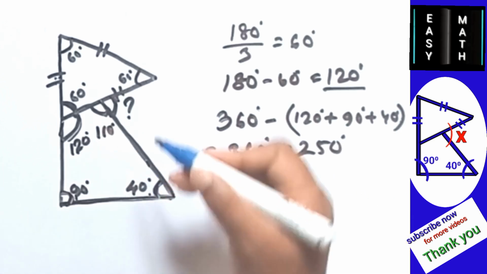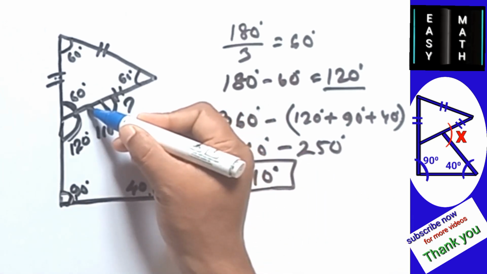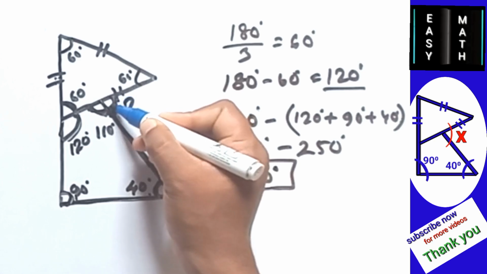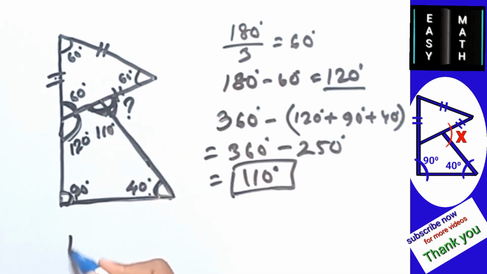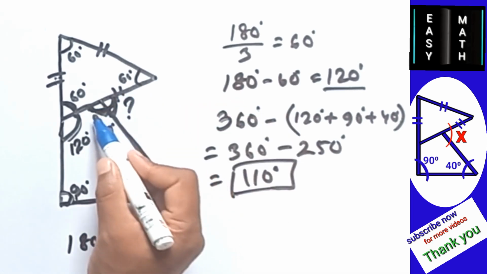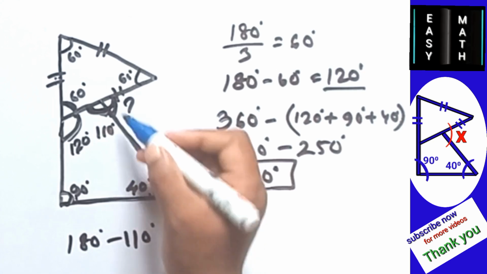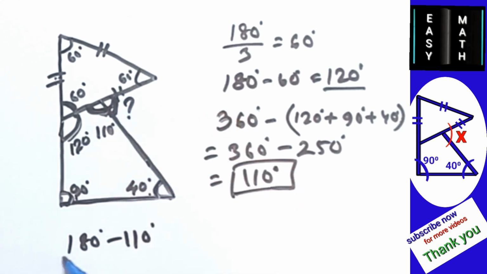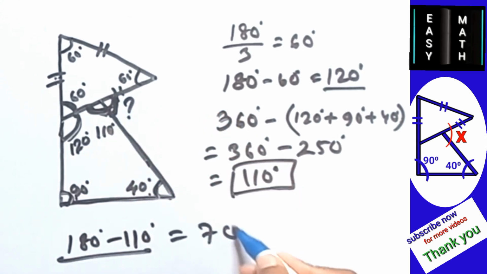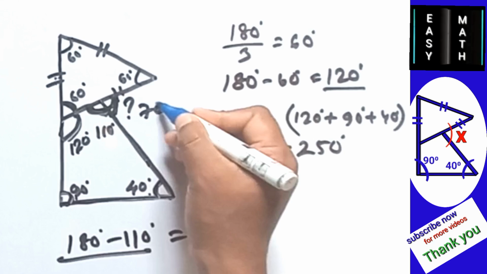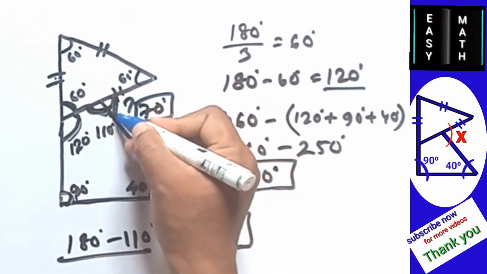And now there is a straight line, so this angle's total value is 180 degrees, and so this angle value is 90 degrees. So this angle value.